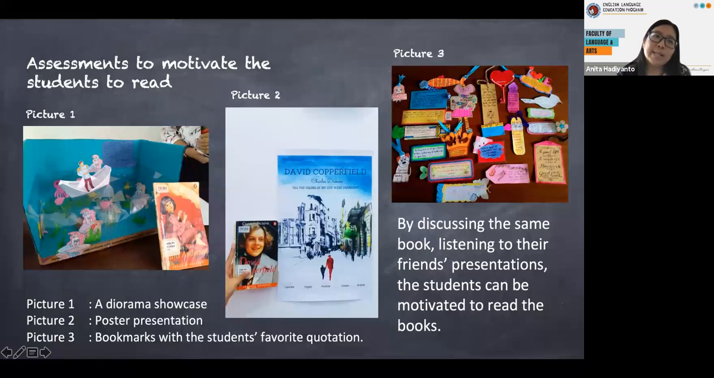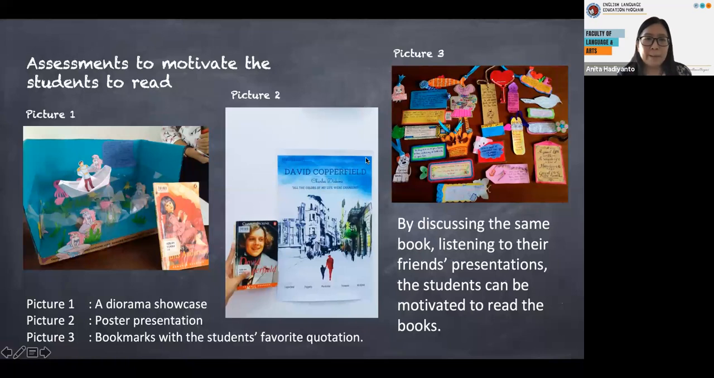Now, the next one is assessment to motivate the students to read. I think everybody here is an expert on this type of activity. We can call it follow-up reading activities, and there are various follow-up reading activities that the teachers can do. Picture one is a diorama showcase. Picture two is a poster presentation. Picture three is a bookmark with the student's favorite quotation.